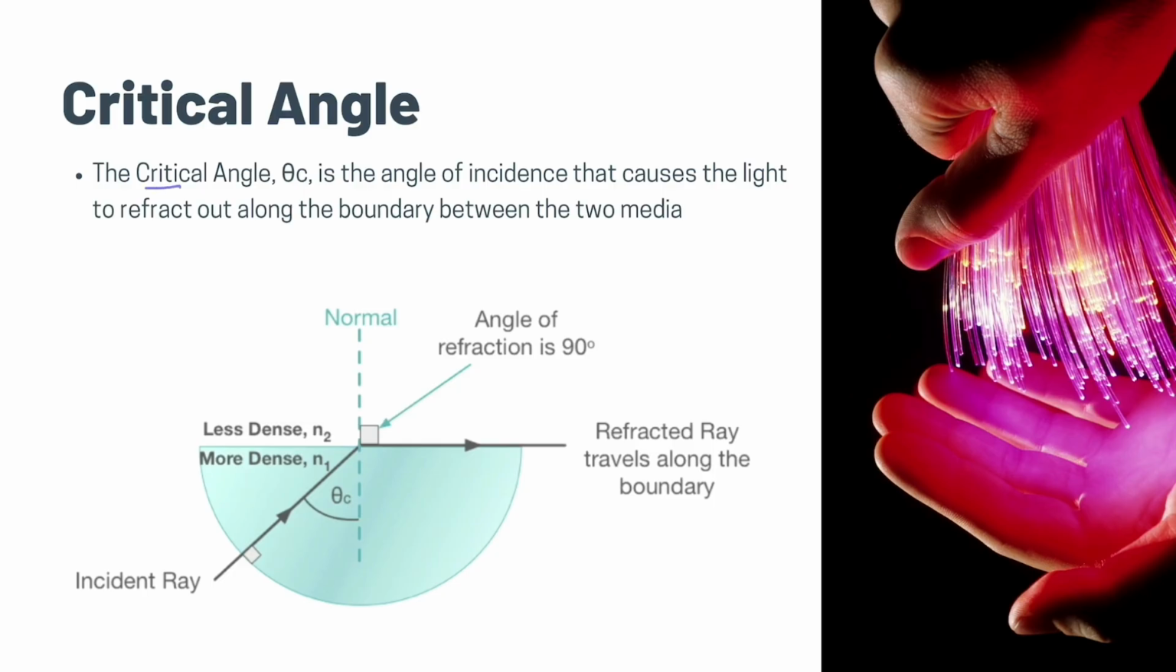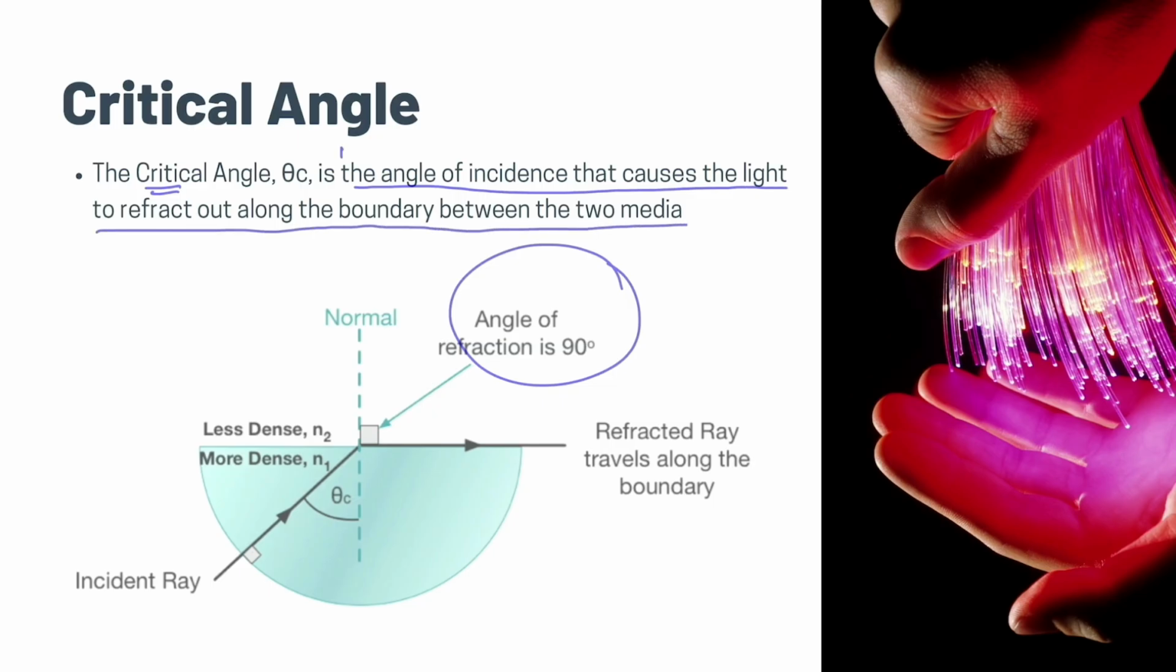It's critical because it's a critical point between it being refracted out here, or refracted back in, which is in here. The critical angle. And the definition of the critical angle is the angle of incidence that causes the light to refract out along the boundary between two media. I suggest that's quite a good definition for you to memorise.